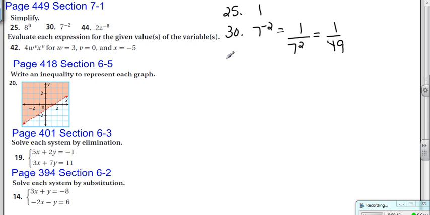Number 44, 2 times z to the negative 8th. The 2 has a first power on it, so it doesn't flip. It stays where it's at, but the z to the 8th goes to the bottom.